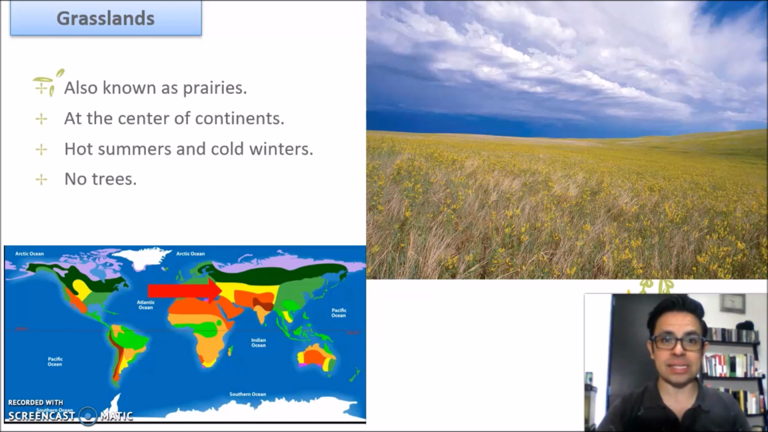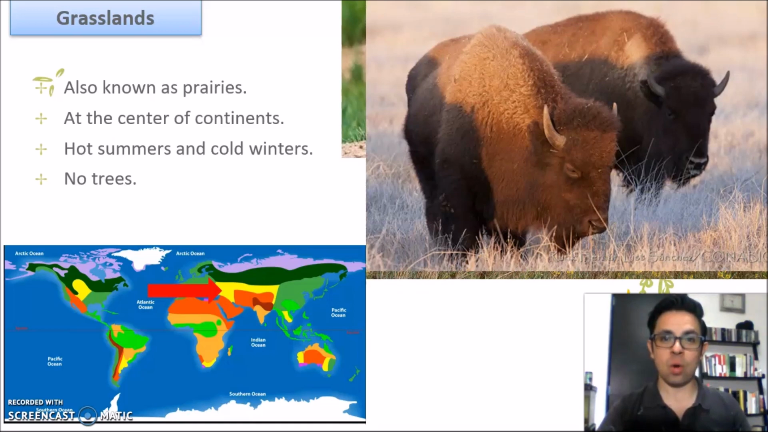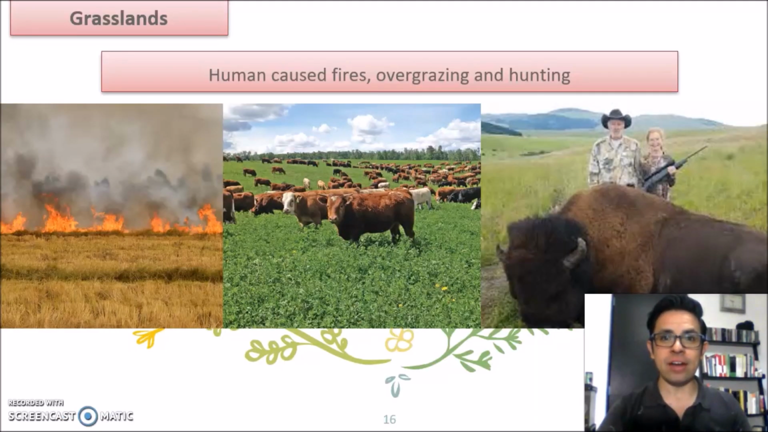And the keystone species there will be various species of grass. These are some of the organisms that we can find in the prairies, all depending on these grass species. How is grassland affected by human activities? Generally, by fire, overgrazing of cattle, which usually compacts the soil and changes its pH because of the accumulation of feces and urine. And finally, hunting. One of the most common examples is the excessive hunting of the bison that was performed in North America, bringing this species almost to the brink of extinction.